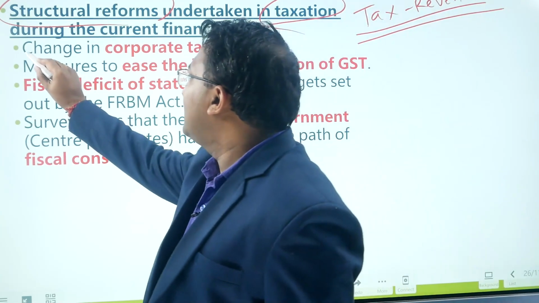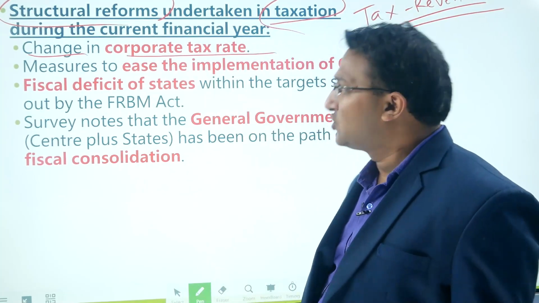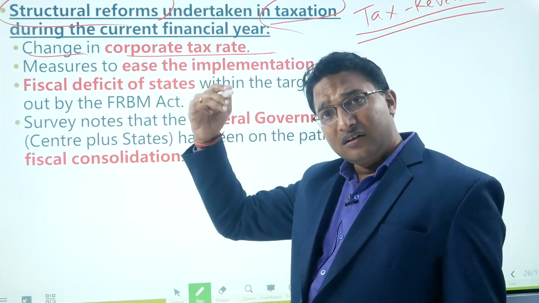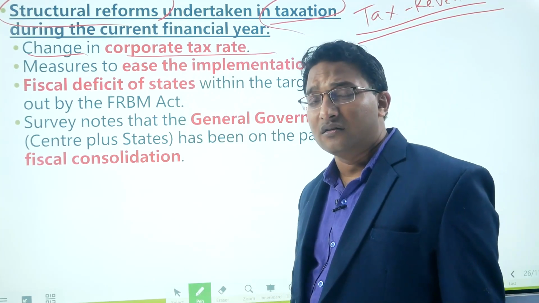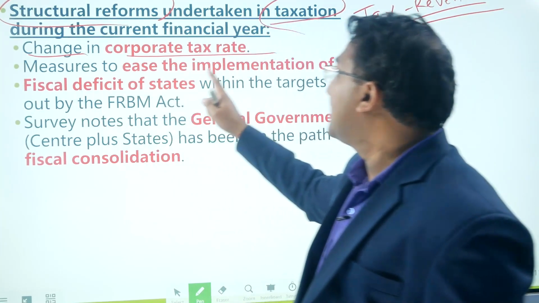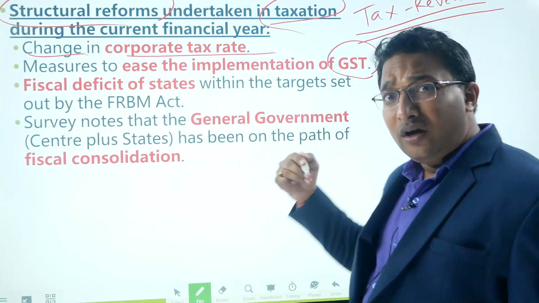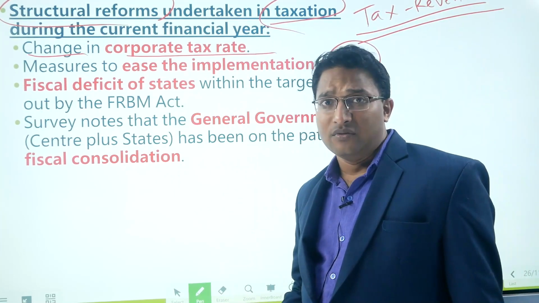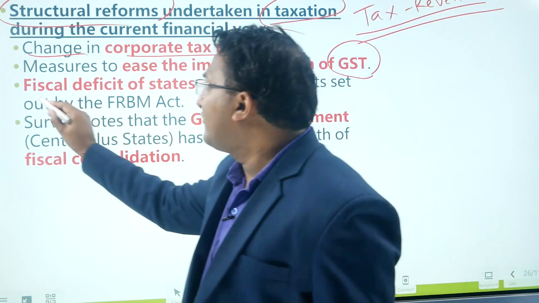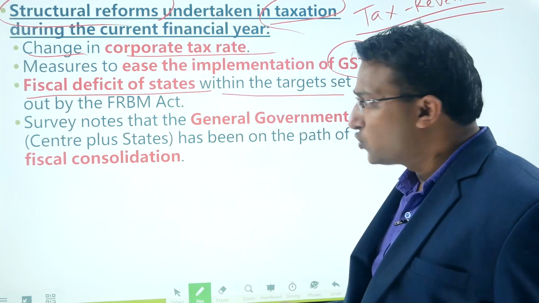So there is a change in the corporate tax rate. The corporate tax rate has been decreased. This corporate tax rate was decreased at the end of 2019, right? Second, measures to ease the implementation of GST. So regularly the government is improving its system so that the GST implementation becomes very easy. Fiscal deficit targets of the states are within the target. This is very good news.